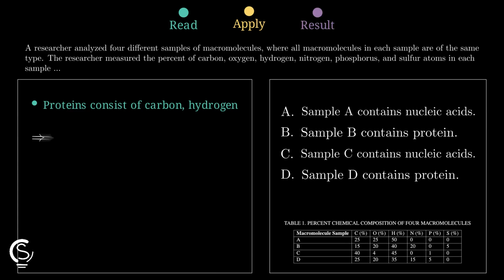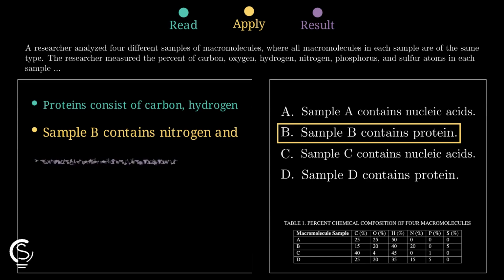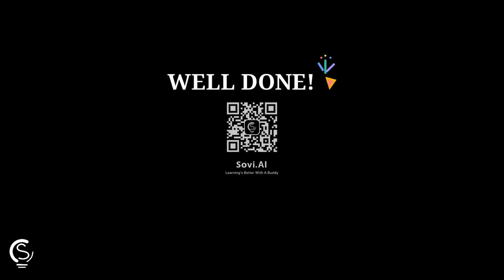For nucleic acids, phosphorus is the giveaway. So any choice claiming nucleic acids without phosphorus falls apart, and that leaves option B standing. Well done! Option B is correct.